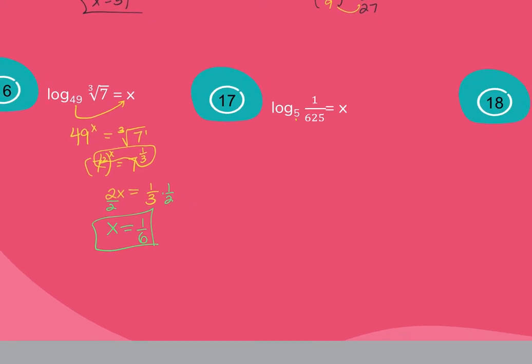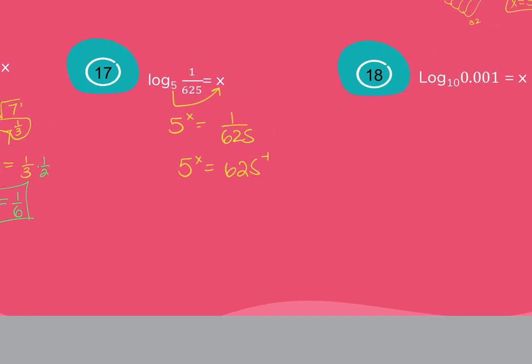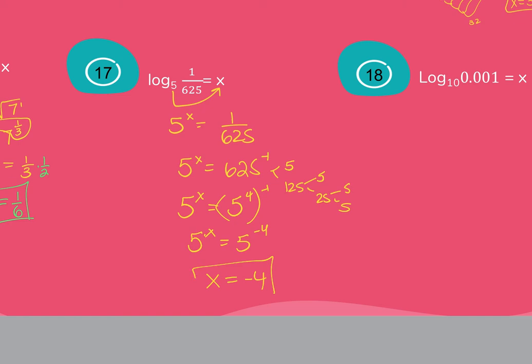Look at 17, 5 to the x equals 1 over 625. I can bring 625 to the top by making it -1. And 625 is 5 times 125, which is 5 times 25, which is 5 and 5. So that's 5 raised to the 4th power, raised to the -1, which is 5 to the -4, and I get x equals -4.